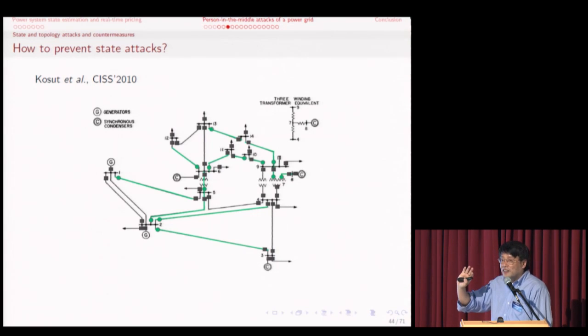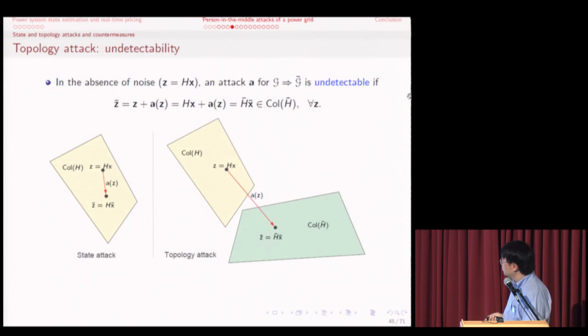And if that is done, then no matter what the adversary is doing, eventually you should be able to detect it. Okay. So the network is protected if the spanning tree of the network is protected. Because the spanning tree gives you the essential characteristic of an observable network.